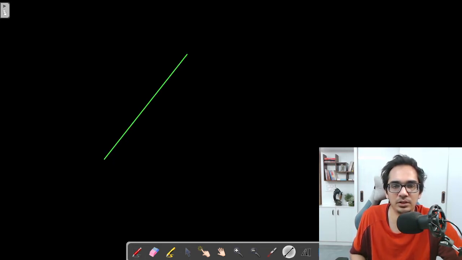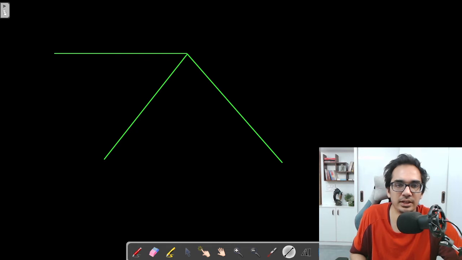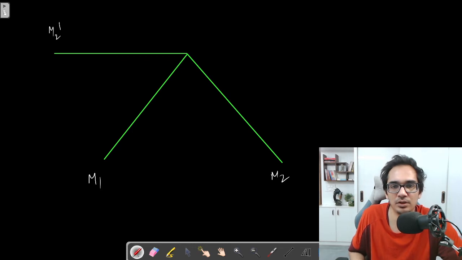So this is M1, this is M2, and this is a reflection of M2. Now the data is given a little easier. So this is a reflection of M2. This is M2 and this is M1. The object is symmetric at a perpendicular distance of 8, right?